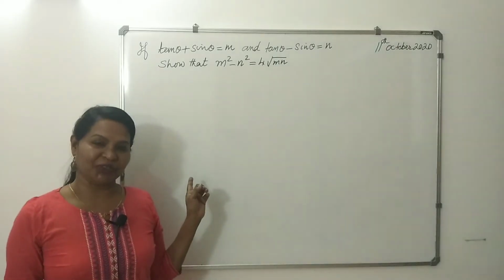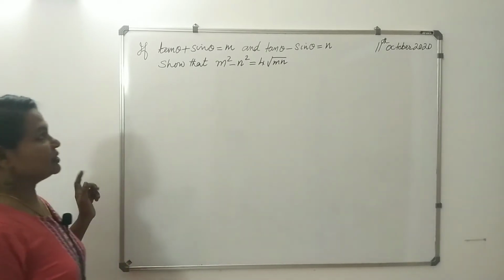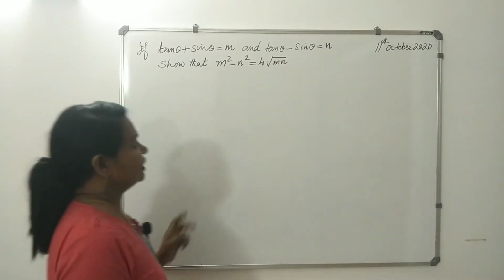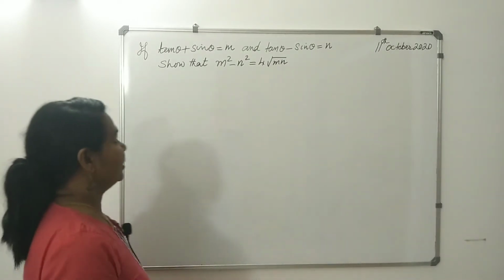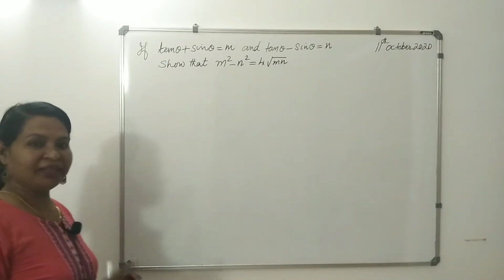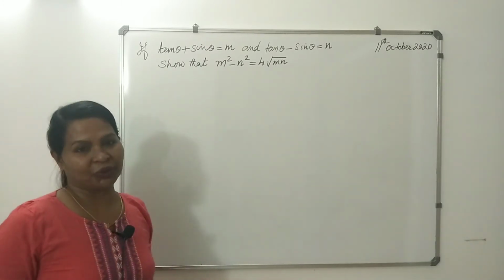This is the question for the day. tan theta plus sin theta equal to m and tan theta minus sin theta equal to n. Show that m square minus n square equal to 4 into square root of mn.